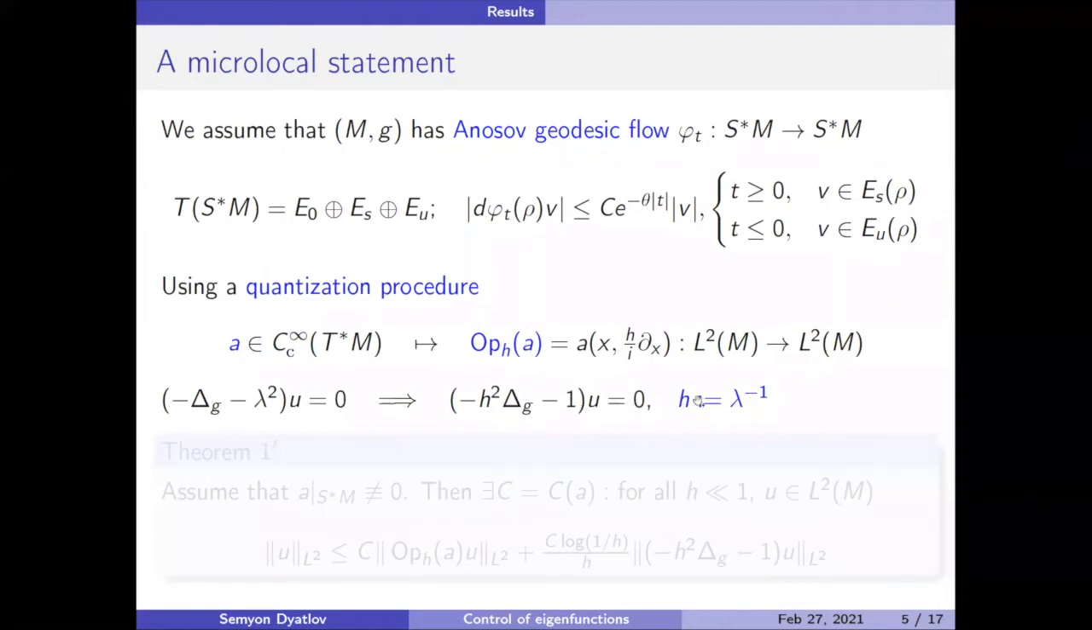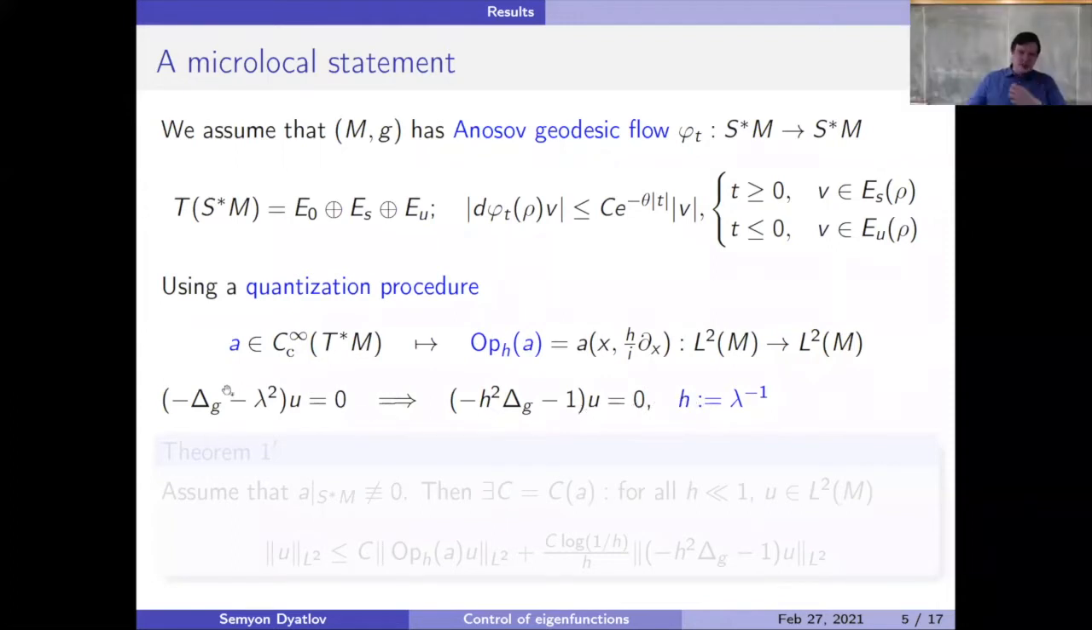Now, what happens is, how should we choose h? So you can rescale the equation, and I prefer to view this eigenfunction equation rather than having a large eigenvalue. I want to have a small parameter here, and my h is going to be lambda inverse. So this is 1 over the square root of the eigenvalue, and the reason is because you expect eigenfunctions to oscillate at wavelength h, which is 1 over the square root of the eigenvalue.